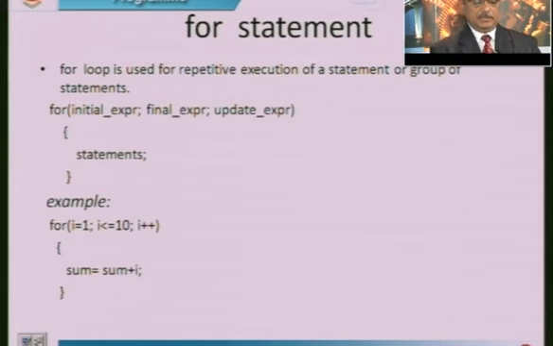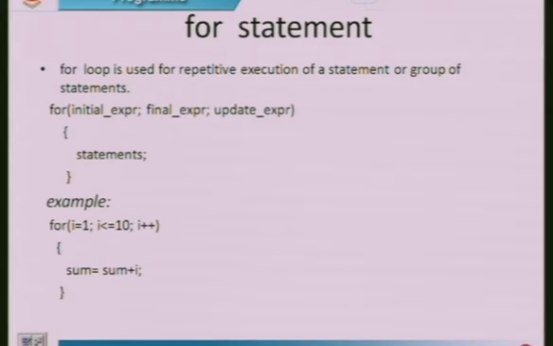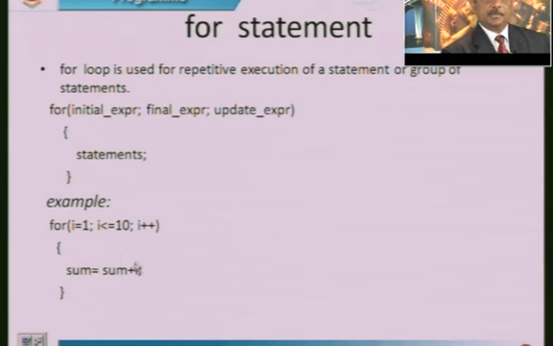Observe in this statement, the I value is initialized to 1, and until the condition I less than or equal to 10, you are going to increment the value of I plus plus. First it checks the condition. If this condition is true, the control goes inside and executes this statement.